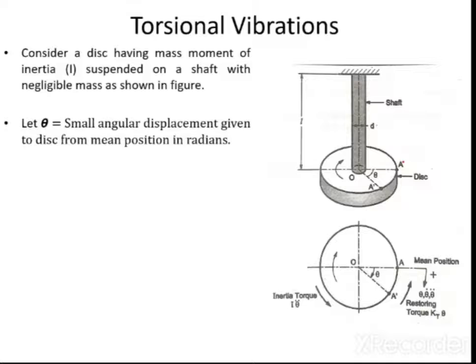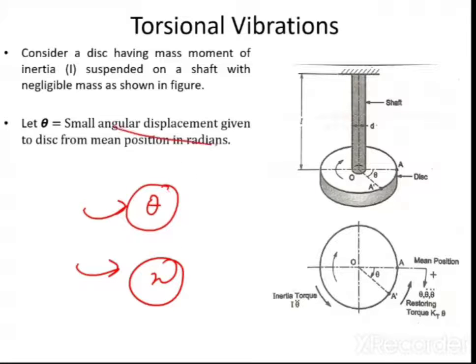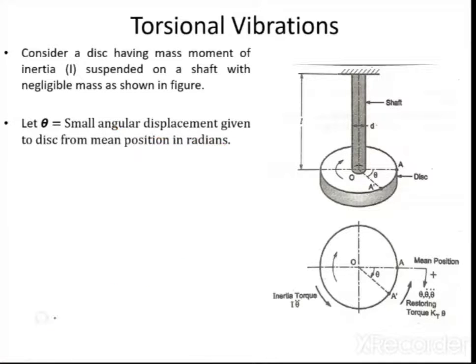Let us say that theta is a small angular displacement given to the disk from the mean position. That means you are rotating the disk by a small angular displacement theta and then releasing it. Earlier, in the longitudinal case, x was the small linear displacement. Now theta is the angular displacement. So when you give an angular displacement, the resulting vibrations will be torsional vibrations. When you give a linear displacement x, the resulting vibration will be longitudinal vibration. As simple as that.